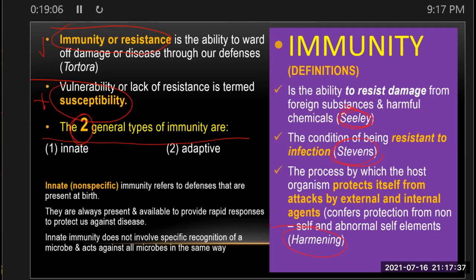And the thing with this one is the recognition of the antigens is non-specific, so it does not involve specific recognition. Specificity and memory are the things that really define adaptive immunity, and not the innate immunity. So that's it.